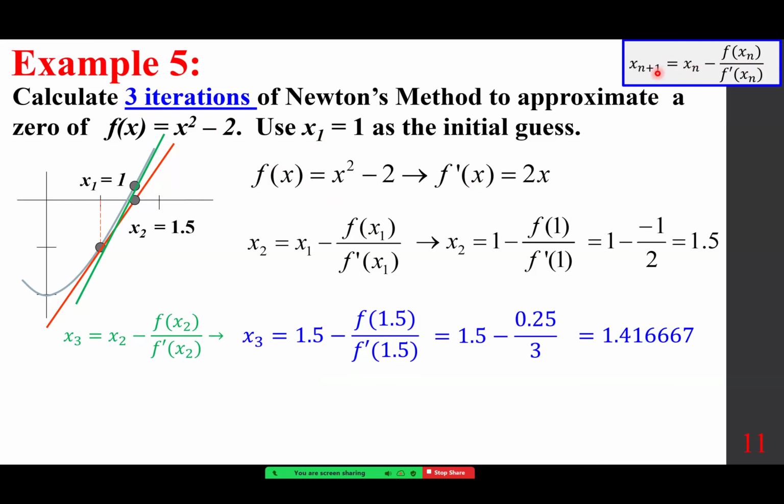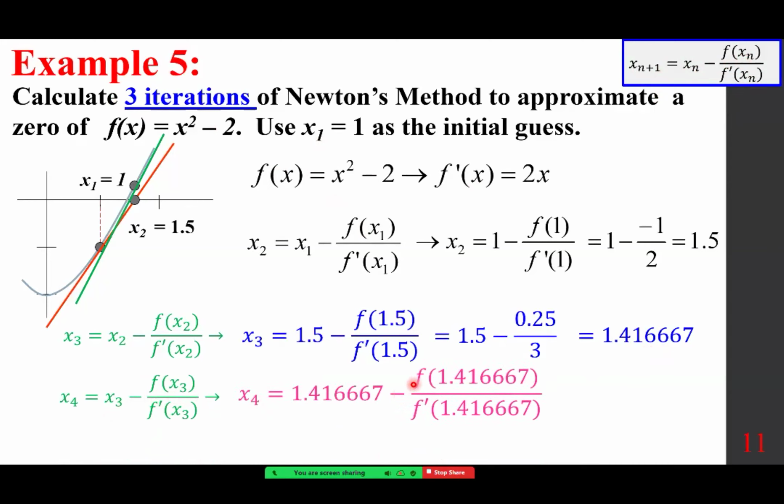According to this formula, x sub 4 is x sub 3 minus f of x sub 3 over f prime of x sub 3. And this is what I mean. Right now, you have to replace x sub 3 in this formula with this number. And trust me, it becomes a little bit more difficult. You have to calculate this, you'd use a calculator, you plug in, and you end up with this number, 1.414216.